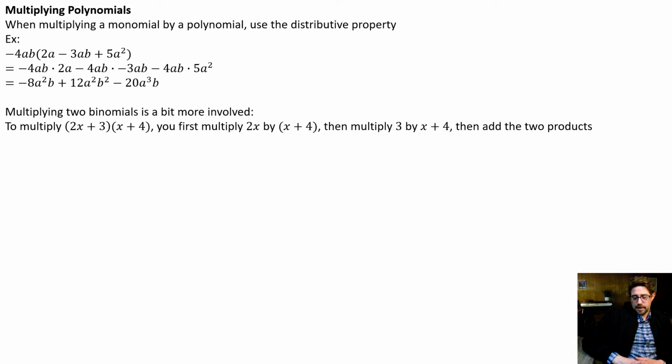So here's what you do. You take the 2x and you multiply it by x plus 4. And then you multiply the next term, 3, by x plus 4. So both of those things involve the distributive property. And then you add those two products that you just got together.